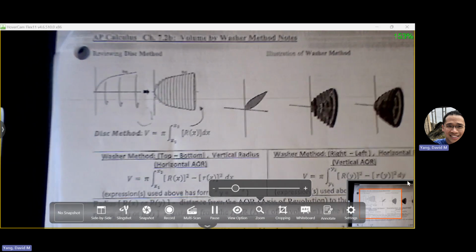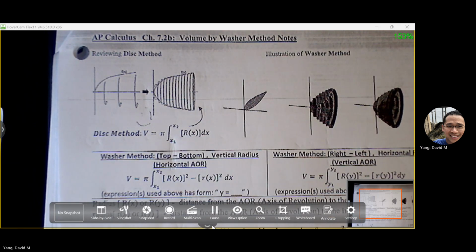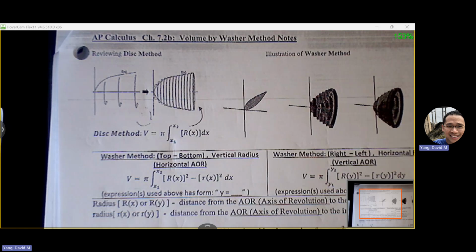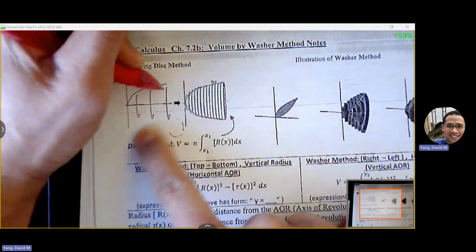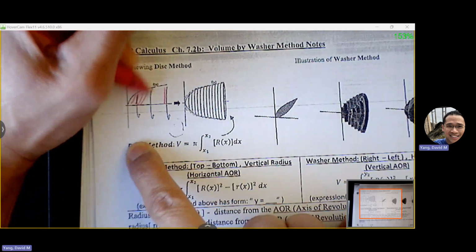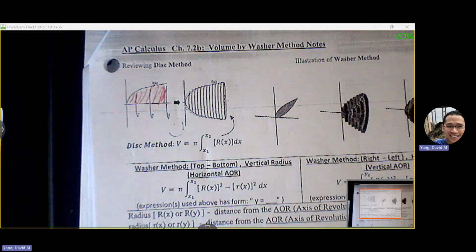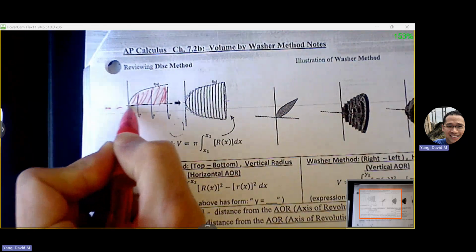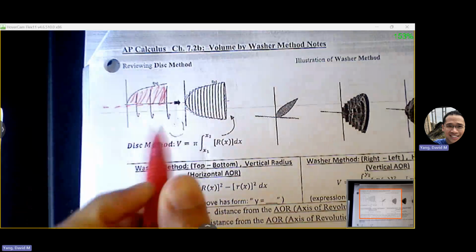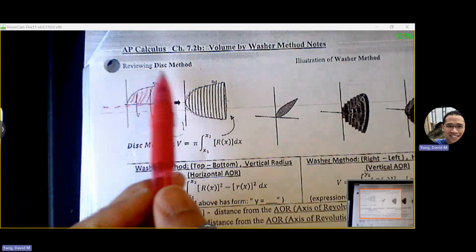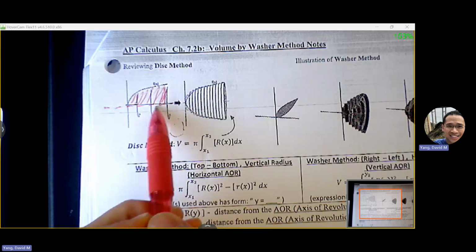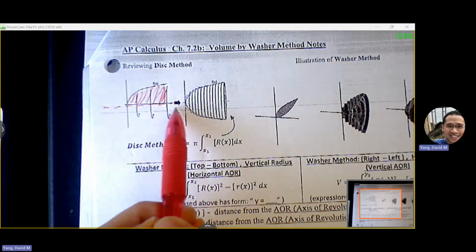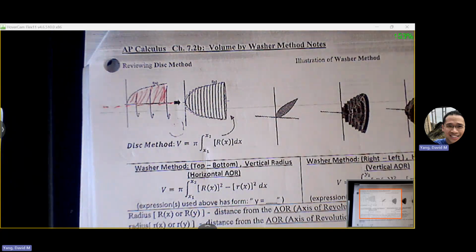The way you can tell that something is this method is, well, first off, we did this example where we have a shaded region and an axis of revolution, in this case the x-axis. Do you see how the shaded region has a flat surface up against the dotted line? If you have a flat surface up against the dotted line, that means there's no gap, no hole. It's just going to be a complete solid with nothing to subtract out.